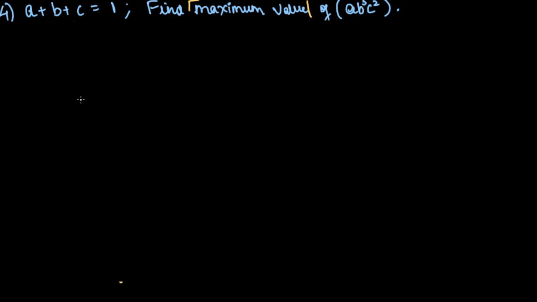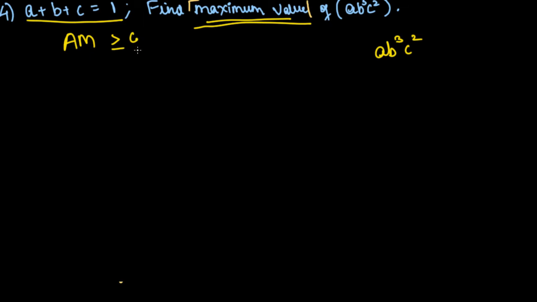Okay, so in this problem we have been given the sum of 3 terms a, b and c as 1, and we have been asked to find the maximum value of a b cube c squared. So let me explain this in detail. You have been asked to find the maximum value and you have been given the sum. This strongly suggests to me that you have to use the AM-GM inequality. AM is greater than or equal to GM.